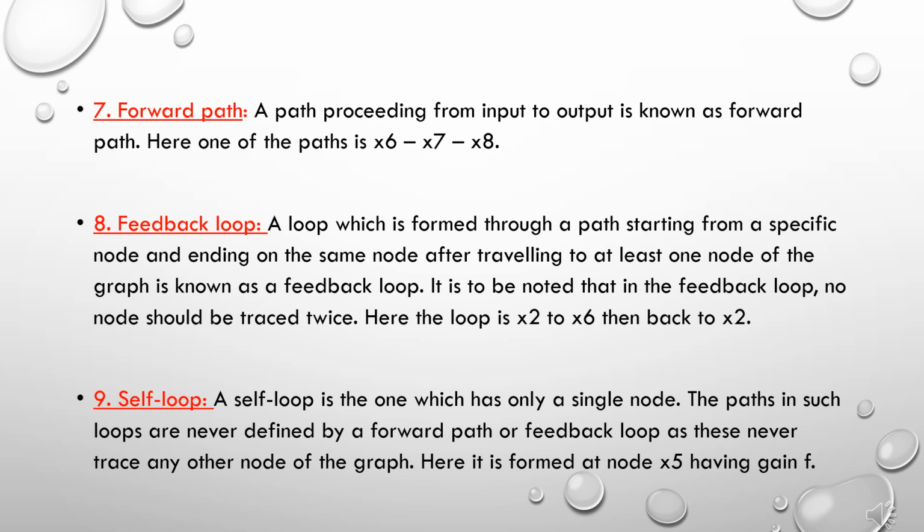It is noted that in the feedback loop, no node should be tracked twice. Self loop: a self loop is one which has only a single node. The paths in such loops are never defined as a forward path or feedback loop, as these never trace any other node of the graph.